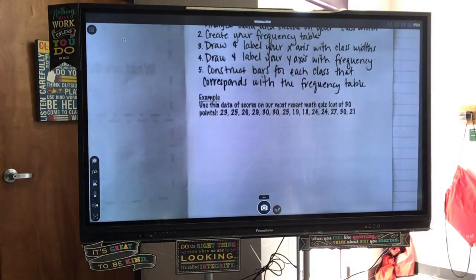It says use this data of scores on your most recent math quiz out of 30 points. So these are all of your scores. So we have 23, 25, 26, 29, 30, 30, 25, 19, 18, 24, 24, 27, 30, 21. So looking at those, what do you think our class size should be? Should we increase by ones? Obviously, probably not. The range for your histogram can never be 1, because then what would it actually be? If it's only 1 and you're only representing one number, what kind of graph is that? What do you think? Bar graph. Okay, so it's got to be 2 or more. So looking at our numbers, how many of you guys think 2 would be good? Okay, what about 3?